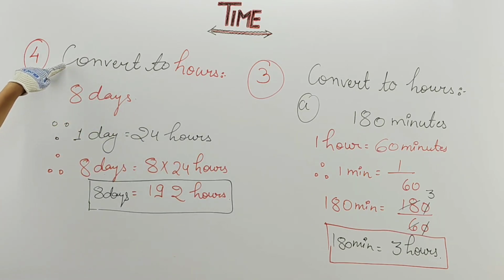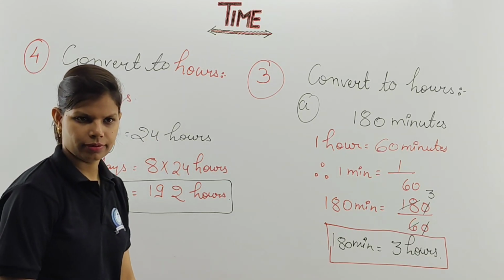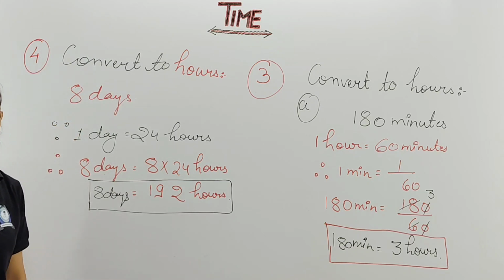Here it is written, the days will be converted to hours. Here minutes will be converted to hours. All the questions have their different pattern. Clear? Understood, children? Now I will give certain problems and then you have to solve. Then I will go with the next one.